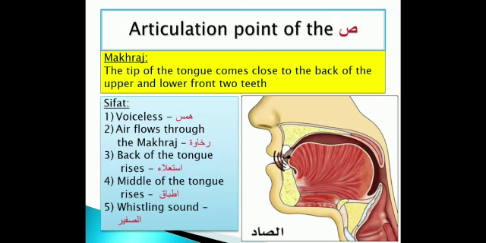The sifat are listed in the blue box. As you can see, these are the qualities of the letter sad, and the third quality is sifat isti'la, which makes the letter sad full mouth when the back of the tongue rises.